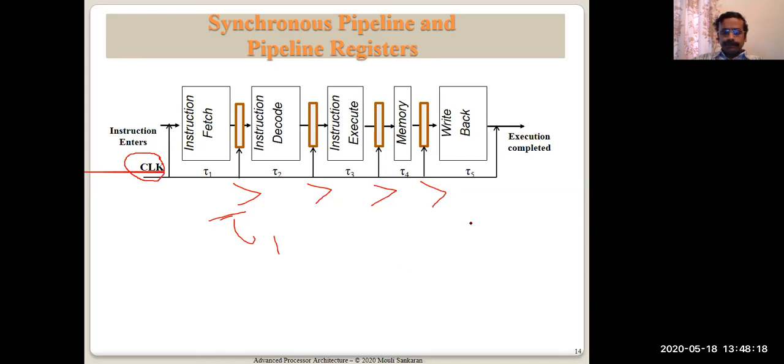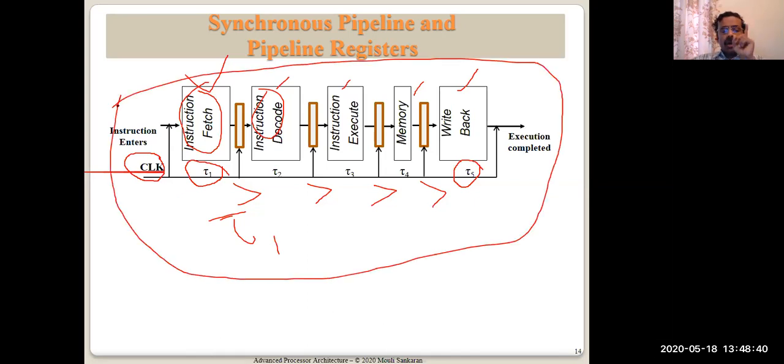That means what? I am giving a comparison, assuming that tau 5 is the smallest value and tau 1 is the highest value. That means the logic circuit, whatever is here, is taking more time than any of those stages. Assume. Now, I have a requirement. I want this whole pipeline to be synchronous.